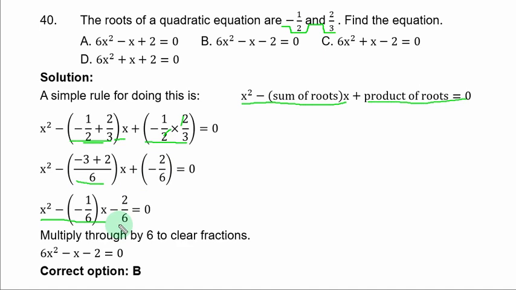Multiply through by 6 to clear fractions. As you are doing that, you must also note that minus times minus here is plus. So 6 times S squared, 6S squared. 6 times 1/6, that is 1 times S. You have S, and you multiply this by 6, you have -2 equal to 0. So C is the correct option.